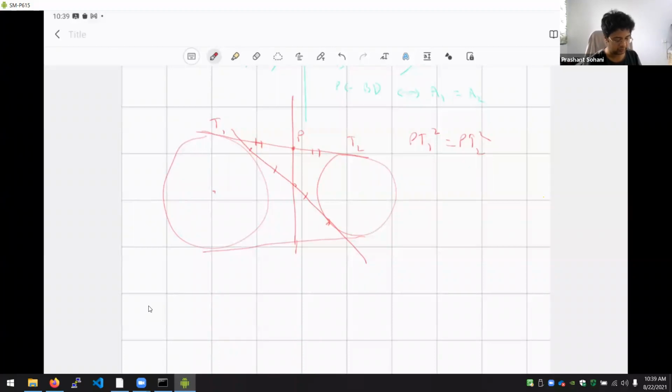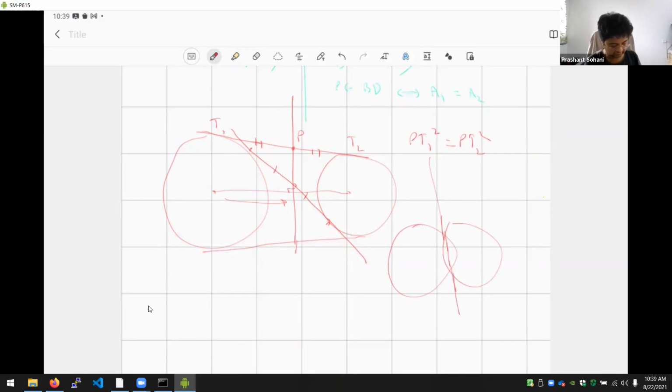Then finding the distance of this radical axis, that part I think we have already done, so I don't want to repeat that. Anything else worth noting? Obviously, for circles which are intersecting, the radical axis is the common chord.